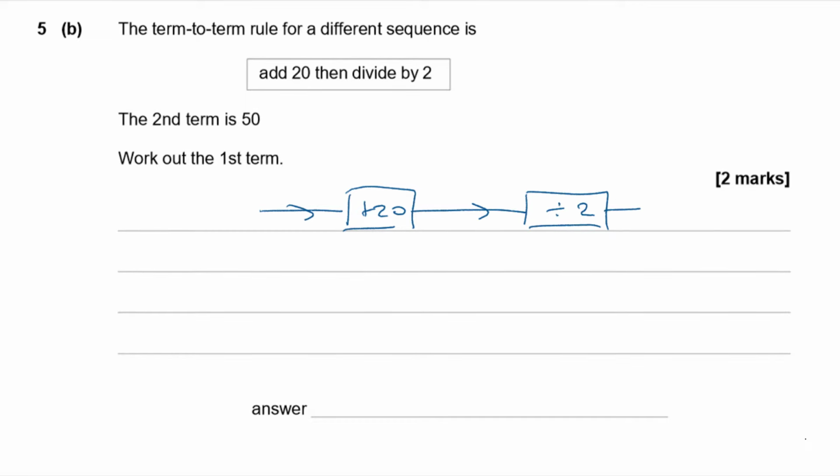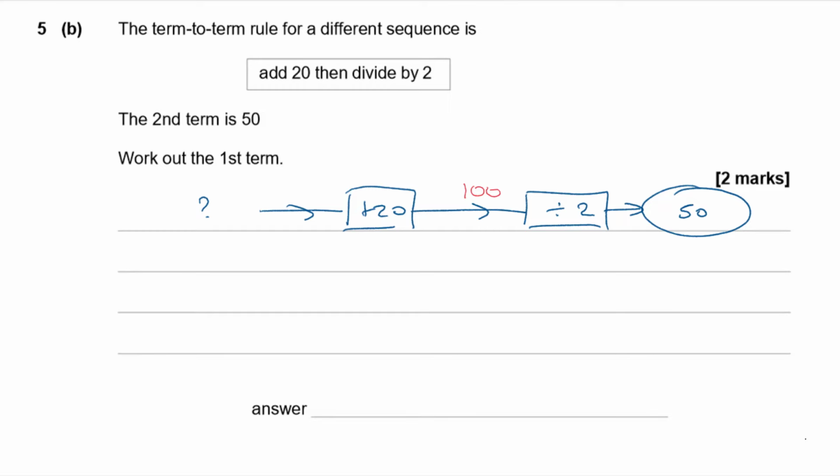Okay, now if the output was 50, I want to go back to the input then, don't I? I want to know what fed in, what was the first term, so that when I did that to it, I got 50. Okay, so just kind of following this backwards. A number was divided by 2 and I got 50. So in the mid stage here, I'm guessing it was 100, because 100 divided by 2 is 50.